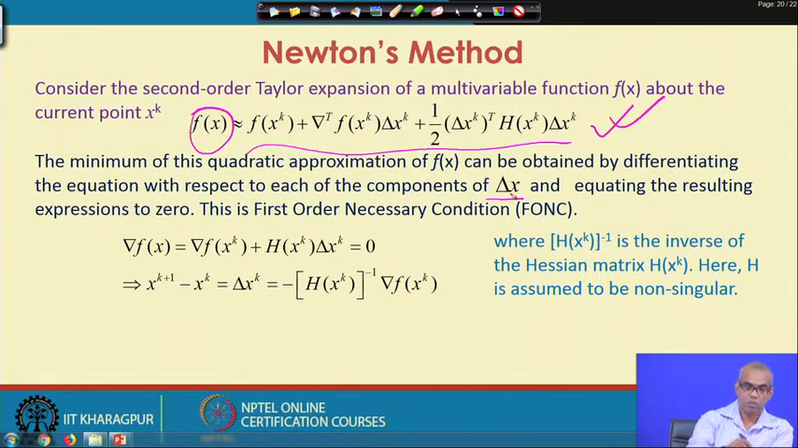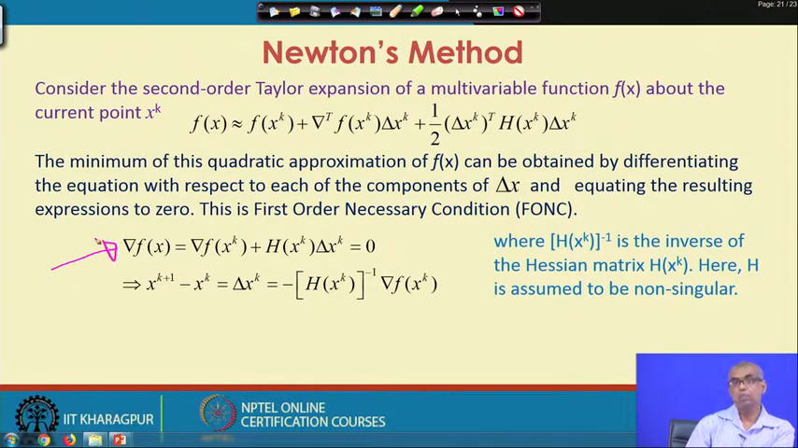If we do that, we get the gradient of f x as the gradient of f evaluated at x k, which comes from here, and the Hessian evaluated at x k multiplied by delta x k, which comes from here, equal to 0. So, now you solve this for delta x k. Delta x k is nothing but x k plus 1 minus x k.